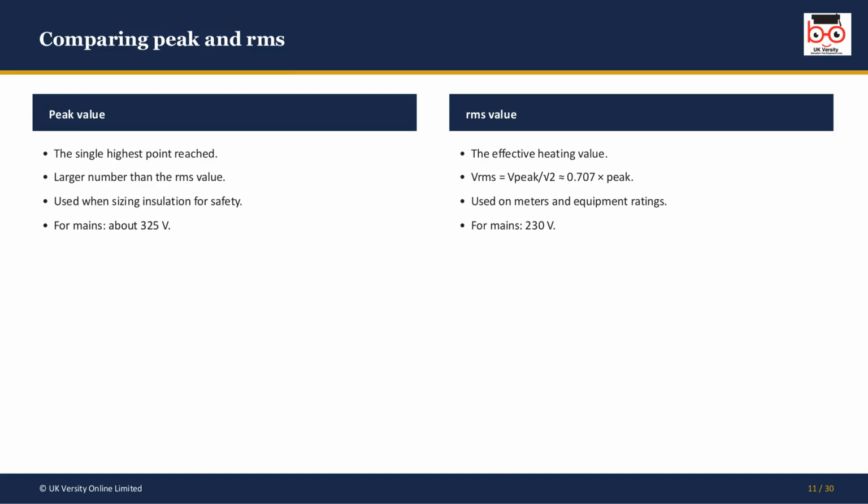The RMS value is the effective heating value, equal to the peak over the square root of 2, or about 0.707 of the peak, and it's the figure printed on meters and equipment ratings, 230 volts for the mains. Same supply, two different but related numbers.